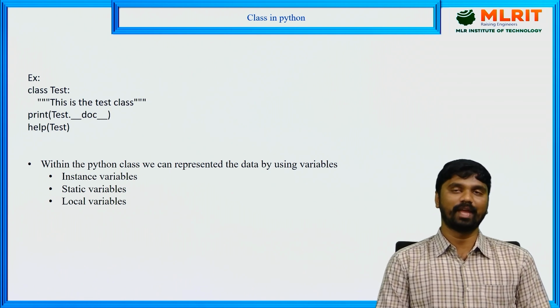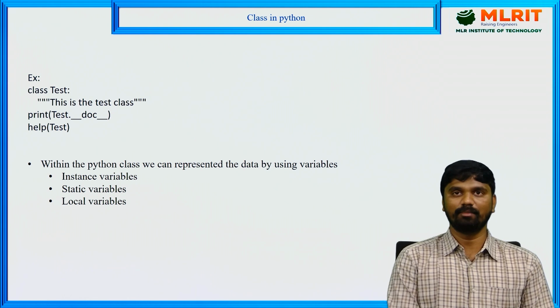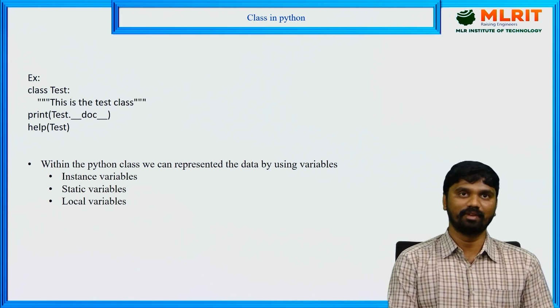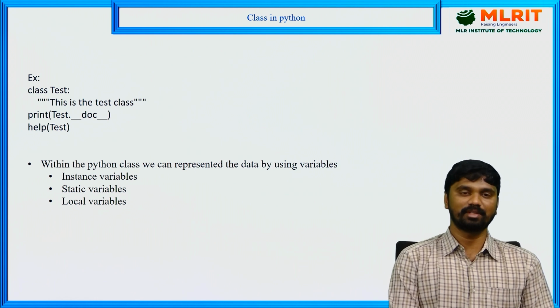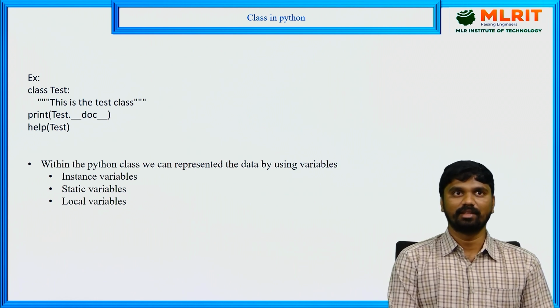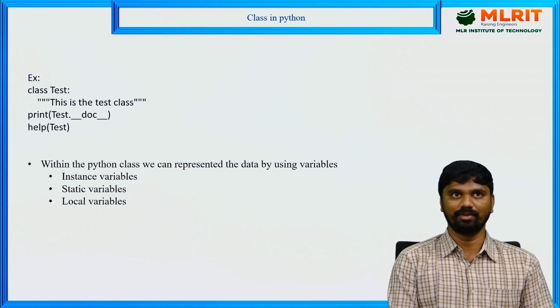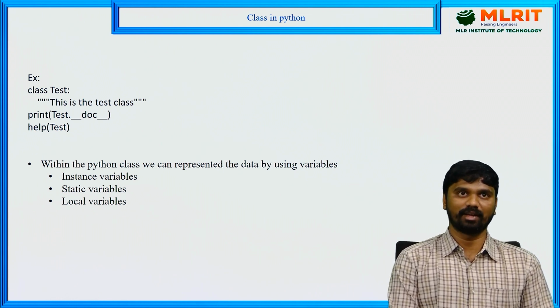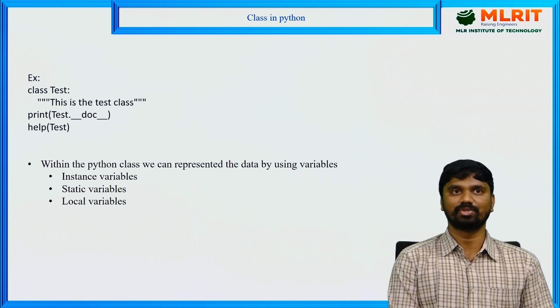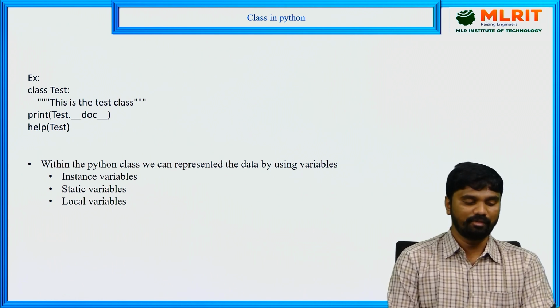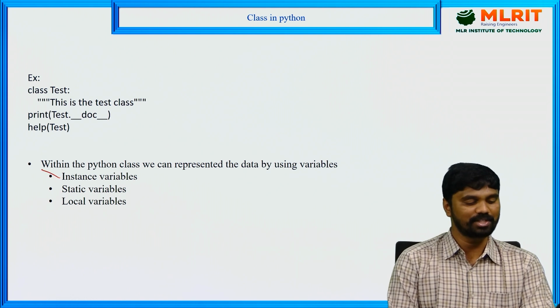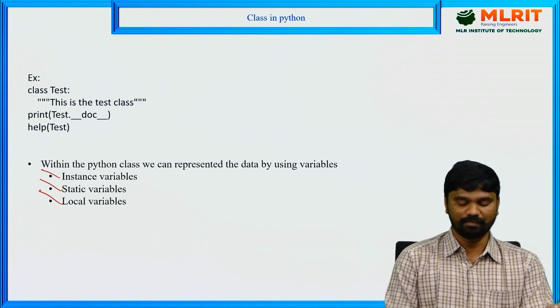How do we represent the data in a Python class? By using variables, right? A variable represents the memory address where the data is stored in memory. So variables are of three types: instance variable, static variable, and local variable.